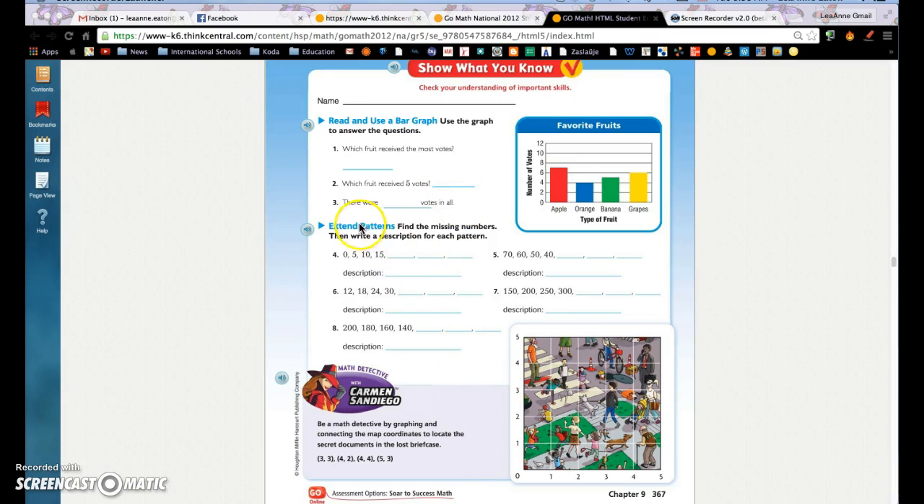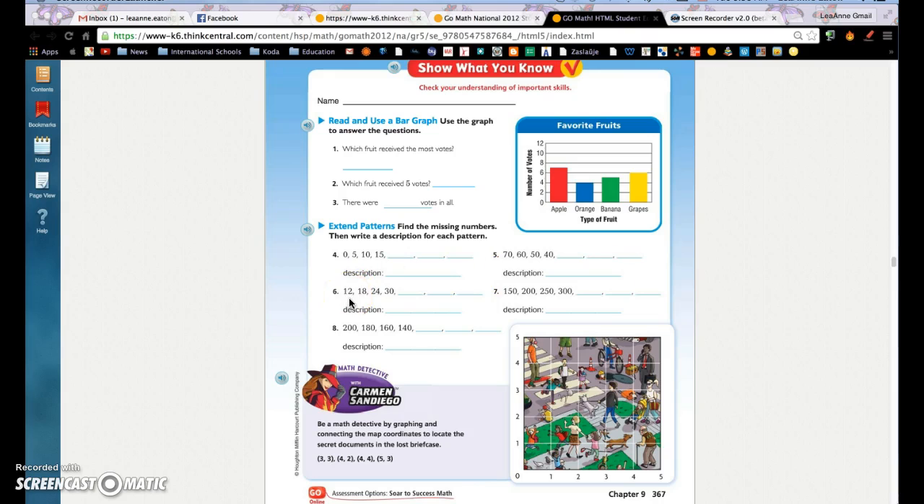Okay. Then looking down here, extending the patterns, finding the missing numbers. This one's quite easy. We've done this many times. 0, 5, 10, 15, 20, 25, 30. The description, add 5. Add 5 or plus 5. Number 5, 70, 60, 50, 40, 30, 20, 10. The description is subtract 10 or minus 10.